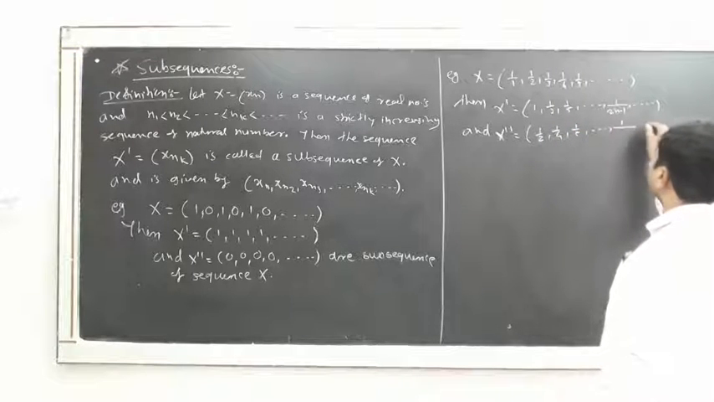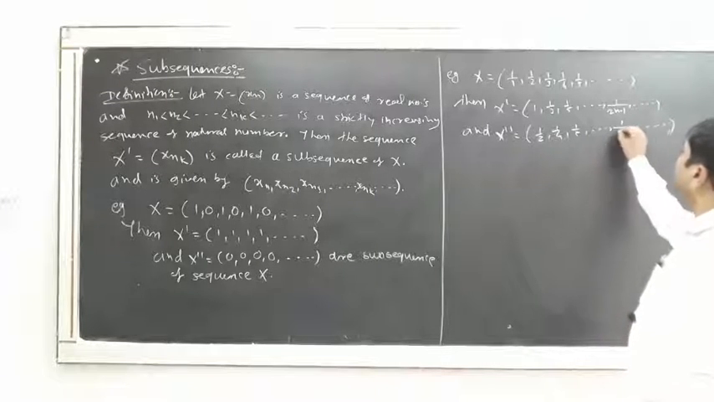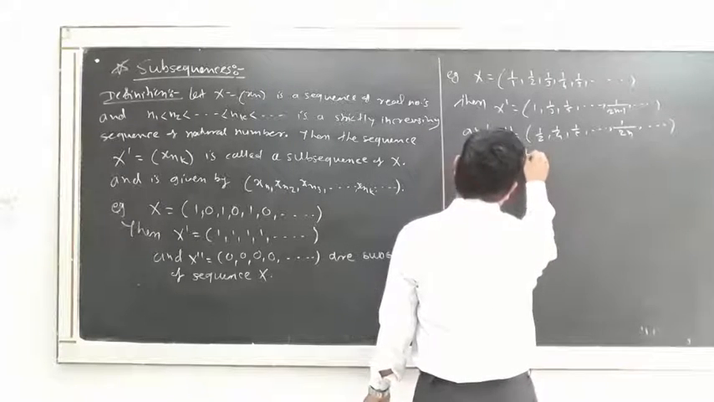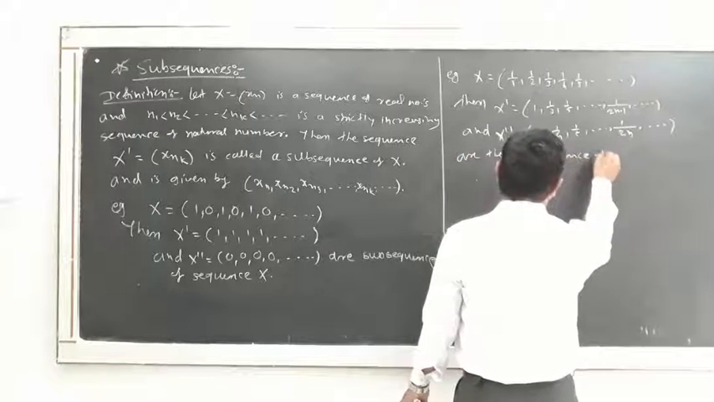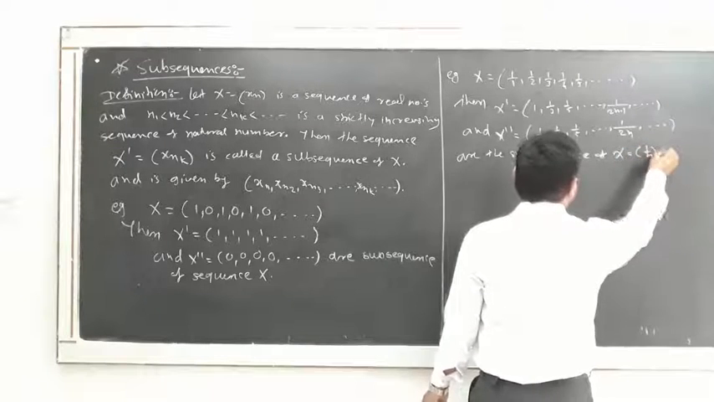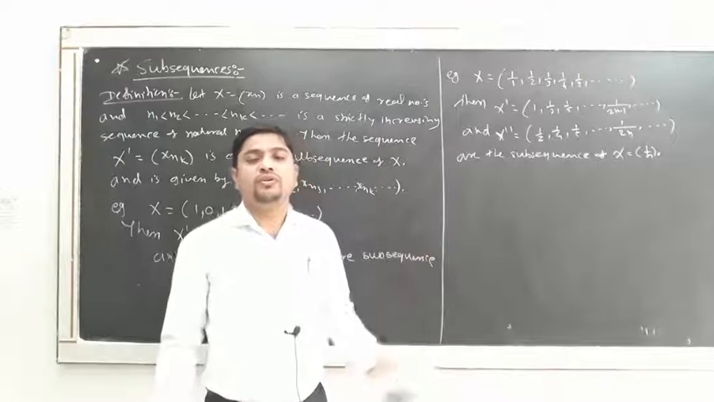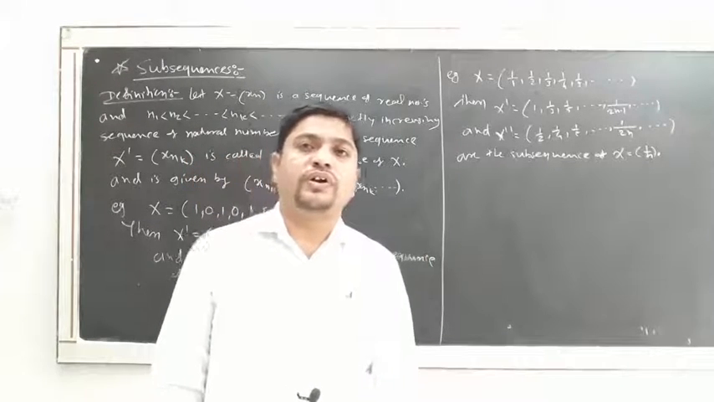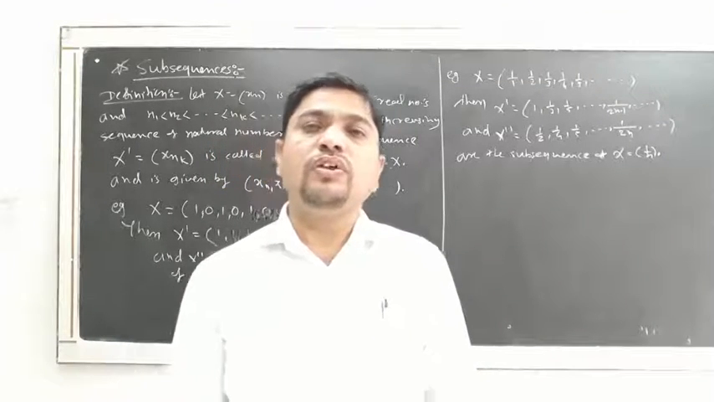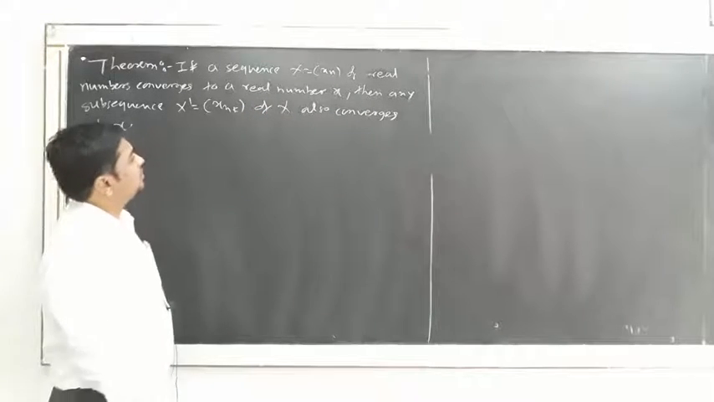How do we write this? 1 upon 2n. These are subsequences of X equal to 1 upon n. We can write this sequence as X equal to 1 upon n. So in a similar way we can find subsequences of a given sequence. Okay, so we will go for the theorem.